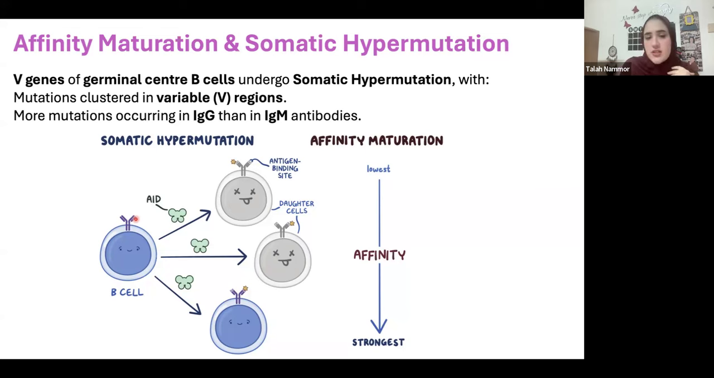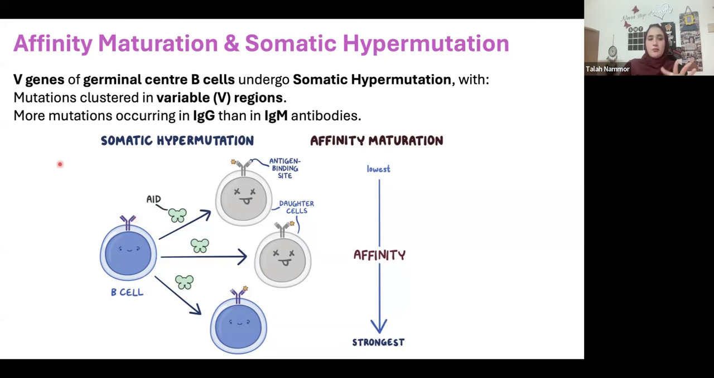You can guys think of it this way: let's think of mutations as bad patches in life, or something that's challenging. As this cell goes through more challenges, more mutations and more mutations, it's going to gain more and more strength. So these somatic hypermutations are going to increase the affinity maturation, resulting in strong antibodies. All right?